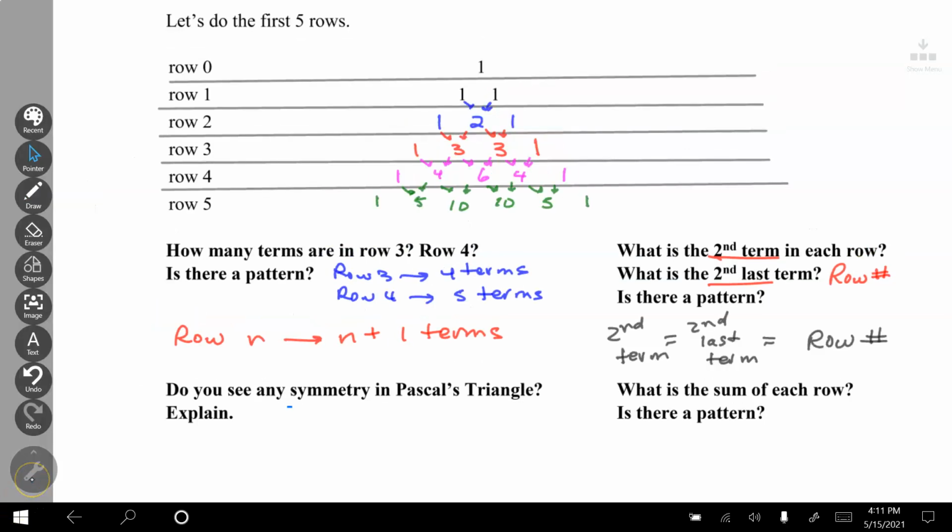Do we see any symmetry in this triangle? Well, if I go right down the middle of this triangle, you can see that there's symmetry down the middle. The left half and the right half have exactly the same numbers, but in reverse order.